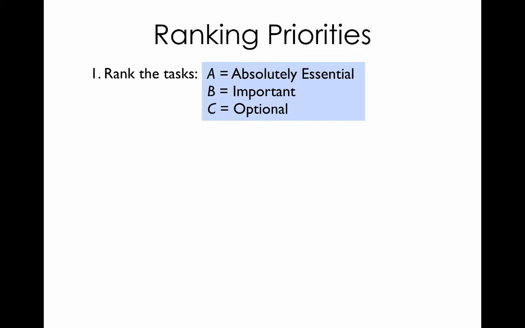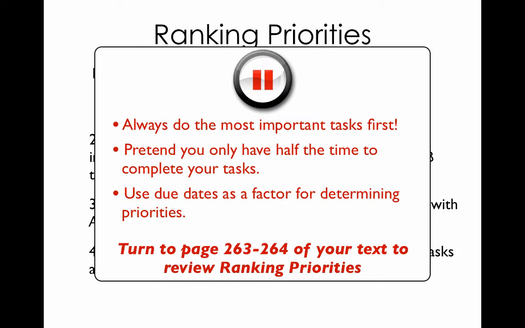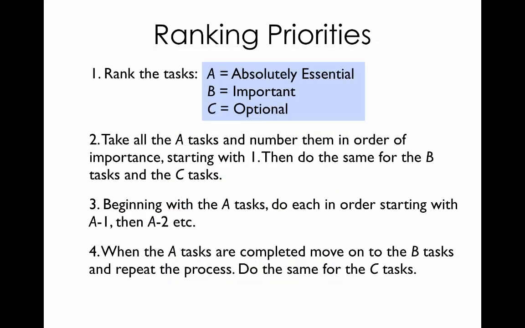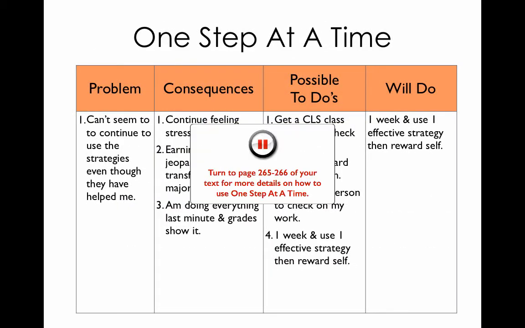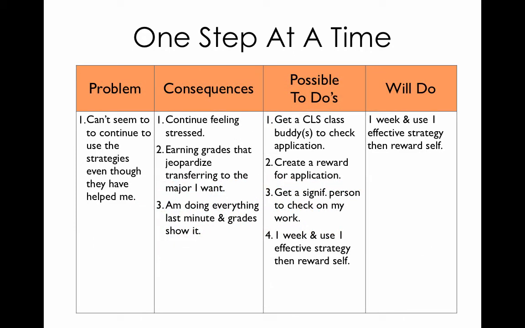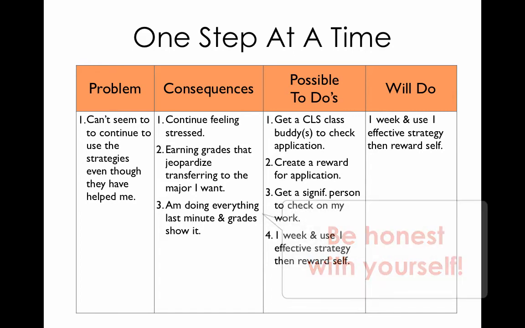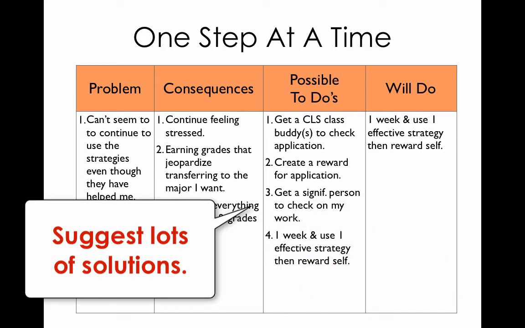So basically, you chunk the tasks into 3 groups, an A, a B, or a C, and then prioritize within each. Keep in mind, things like laundry are not absolutely essential. It's usually optional, but the longer time goes on and the more it doesn't get done, it probably does move up the priority scale. The second strategy is one step at a time. This is particularly appropriate when you have isolated one particular problem. So one key is being honest with yourself and recognizing the consequences you experience by not solving or ignoring the problem. And second, suggesting lots of possible solutions.